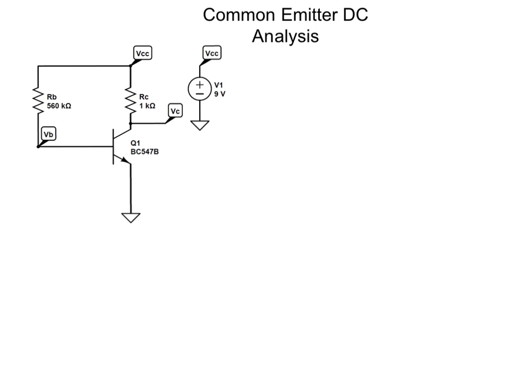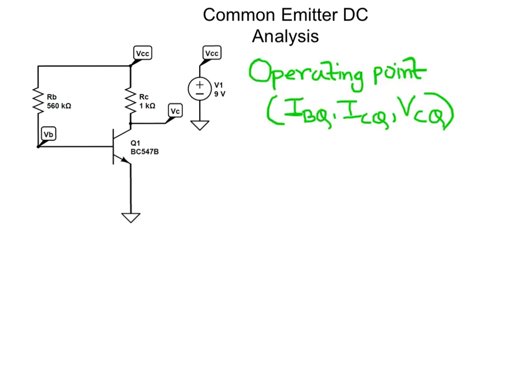Let's now try to find the DC solution of the circuit. The DC solution is also sometimes known as the operating point. So our objective is to find the quiescent base current, the quiescent collector current, and the quiescent collector voltage. We know that the beta for the transistor BC547B is around 300.